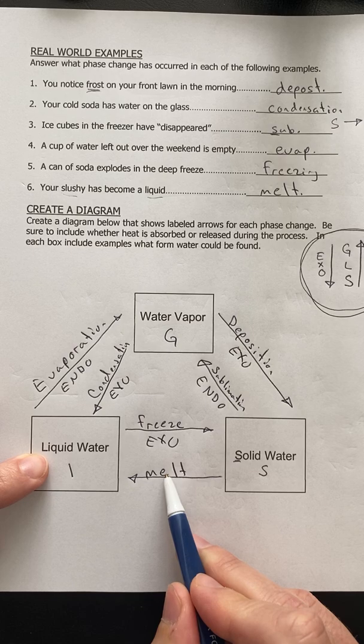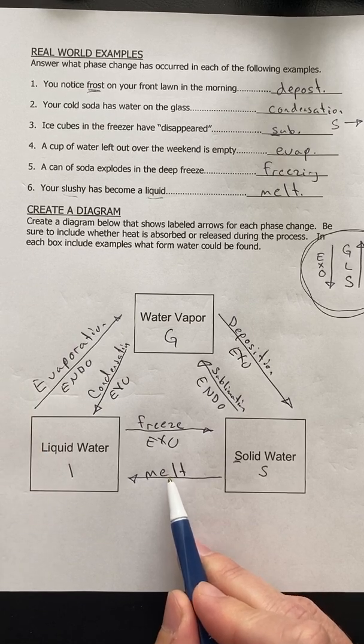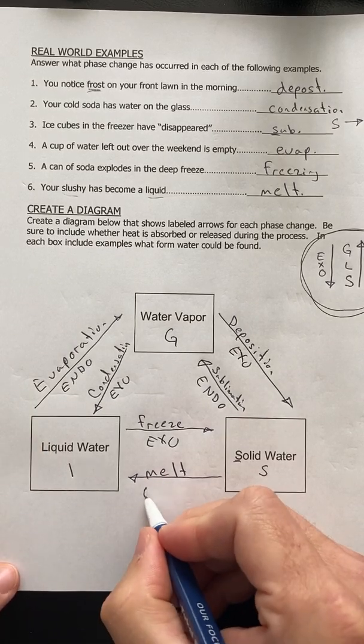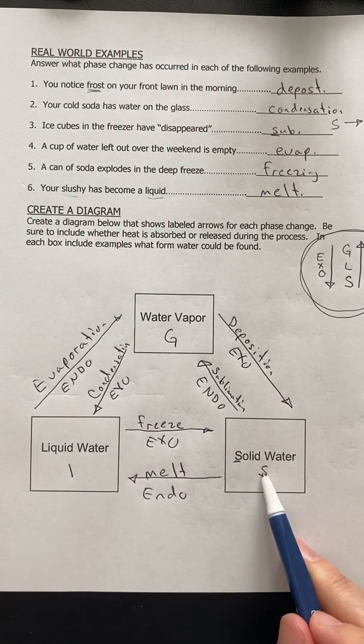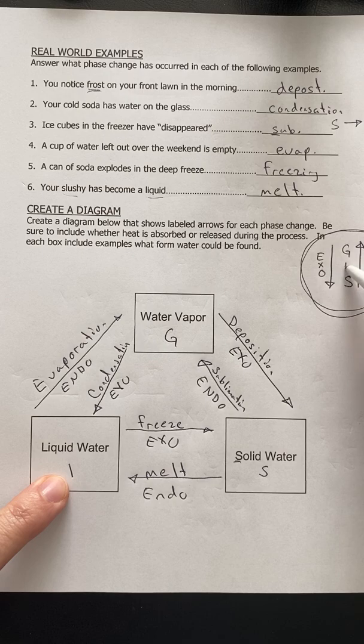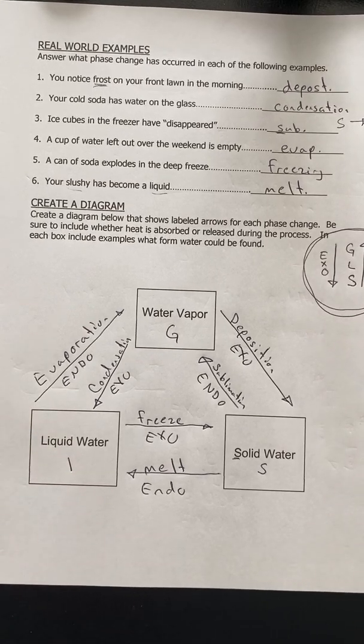I want to warm something up to melt it. I got to get some energy into that. That would be endo. Let's see if I was right. Solid to a liquid. I had to like climb this little ladder. I'm going up, endo, energy into it.